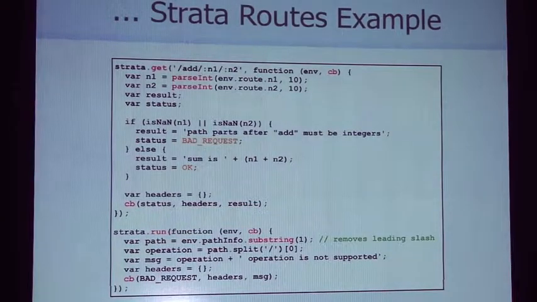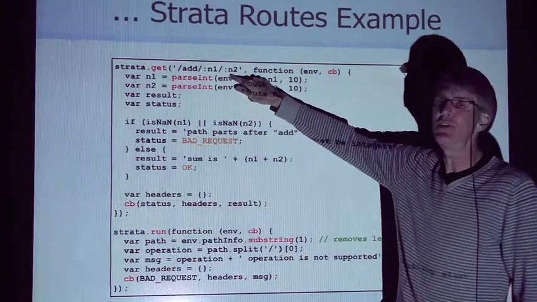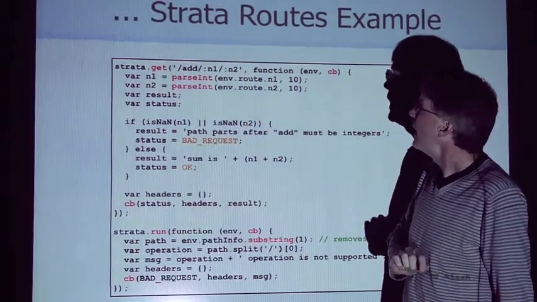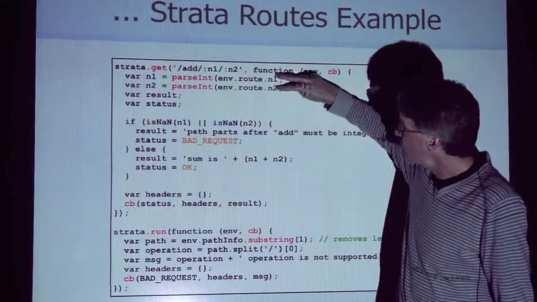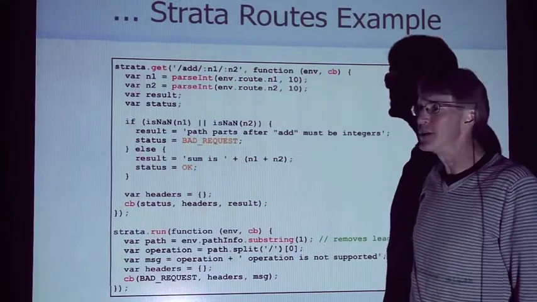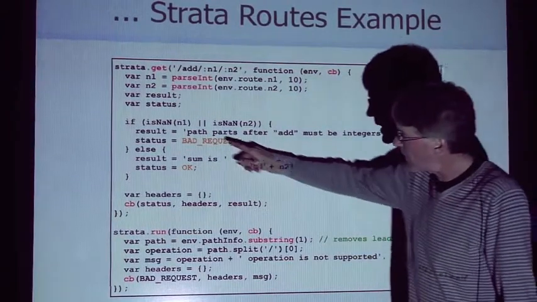I have just one route. So I'm looking for /add and then I want two numbers. And so I'm going to put those in N1 and N2. And then the first thing I do is try to grab those and parse them as integers. So if they're not present, or if they are present but they're not numbers, when I do that parse, the value is going to be the not a number special value. So I'm checking for that.